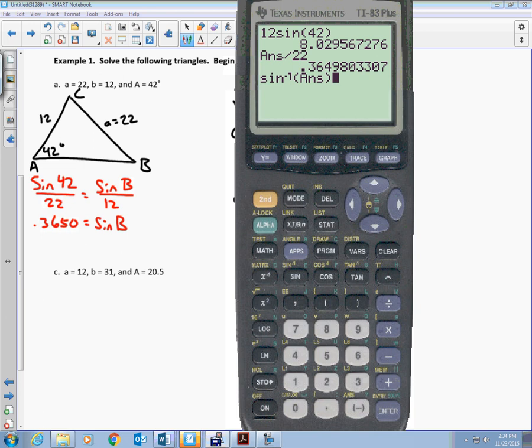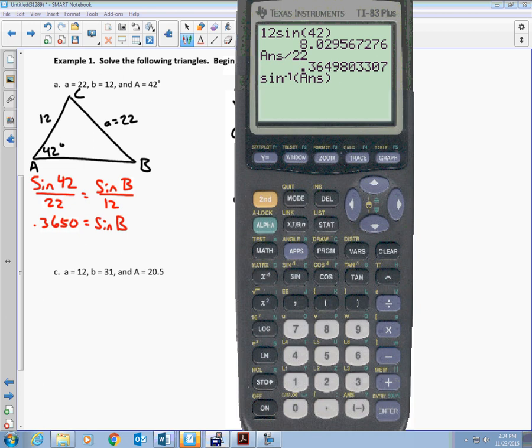Before I do that, we've got to think about something real quick here. Remember when we were graphing sine and cosine? What was the biggest value sine or cosine could be? Okay, we covered this. You guys know this.